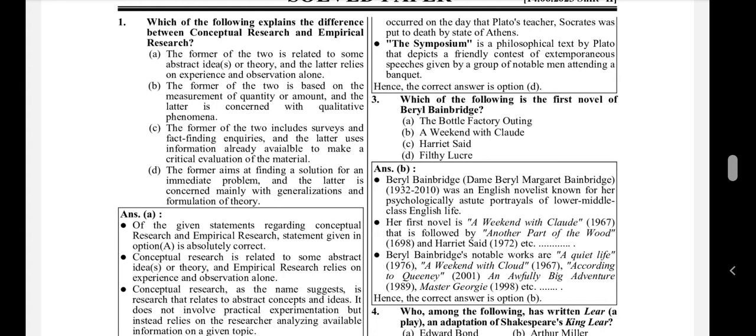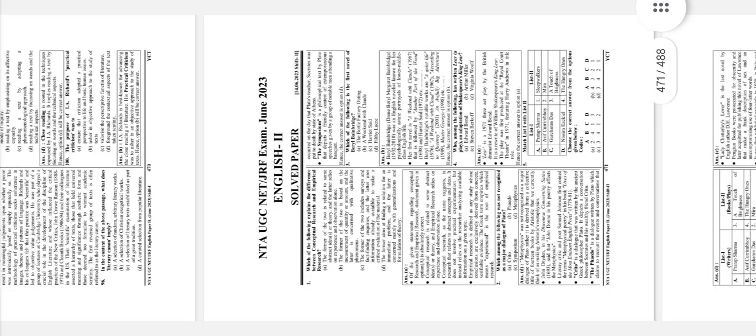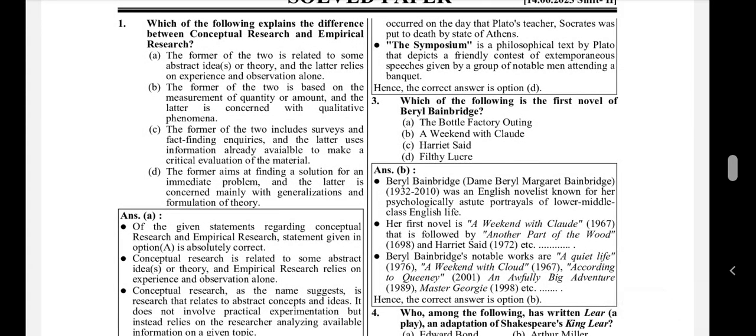Option A, The Bottle Factory Outing. Option B, A Weekend with Claude. Option C, Harriet Said. Option D, Filthy Lucre. The right option is option B. Beryl Bainbridge, also known as Dame Beryl Margaret Bainbridge, lived from 1932 to 2010. She was an English postmodern novelist known for her psychologically astute portrayals of lower middle class English life. Her first novel is A Weekend with Claude, 1967. That is followed by Another Part of the Wood, 1968, and Harriet Said, 1972.